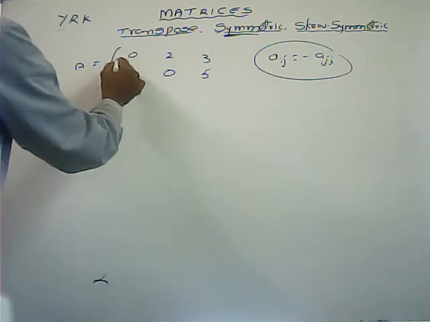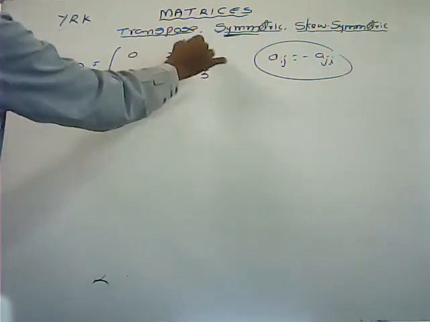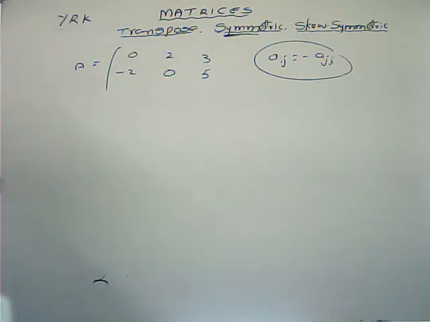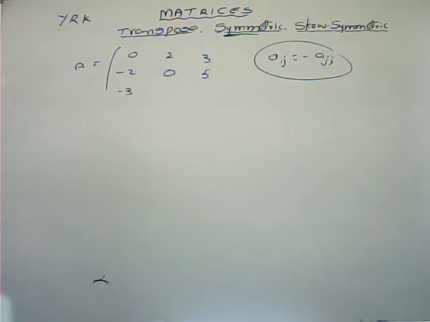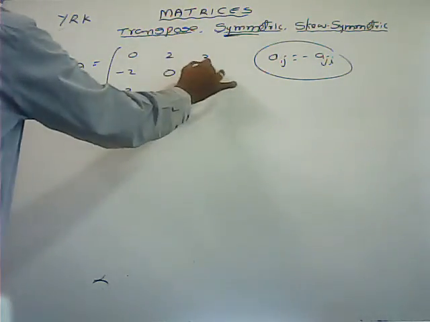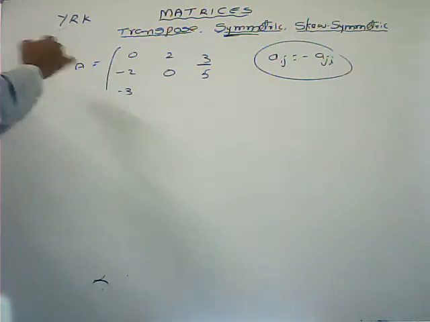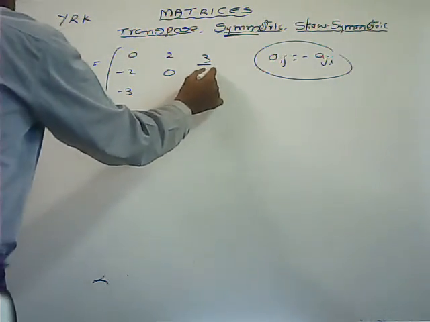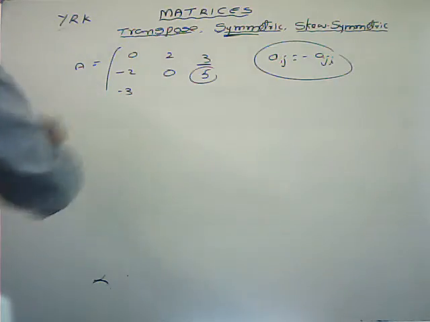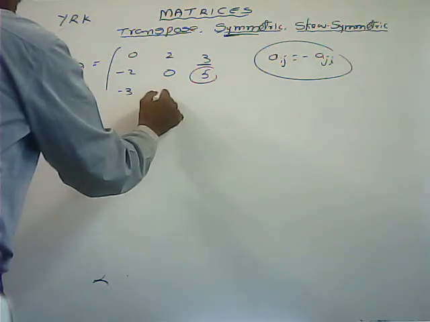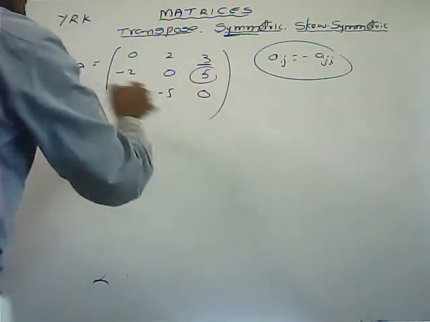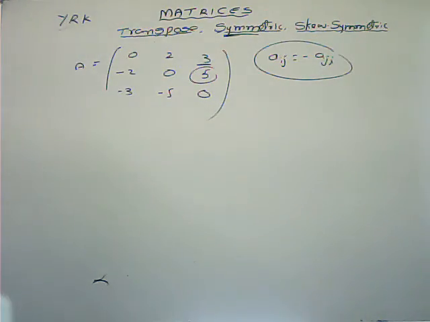Now here, this is the first row third column element, and the third row first column element. Here you can keep minus 3. The ith row jth column element should be equal to minus the jth row ith column element. The first row third column element should be equal to minus the third row first column element. Here, the second row third column element is equal to minus the third row second column element, minus 5, here 0. This is the skew symmetric matrix.